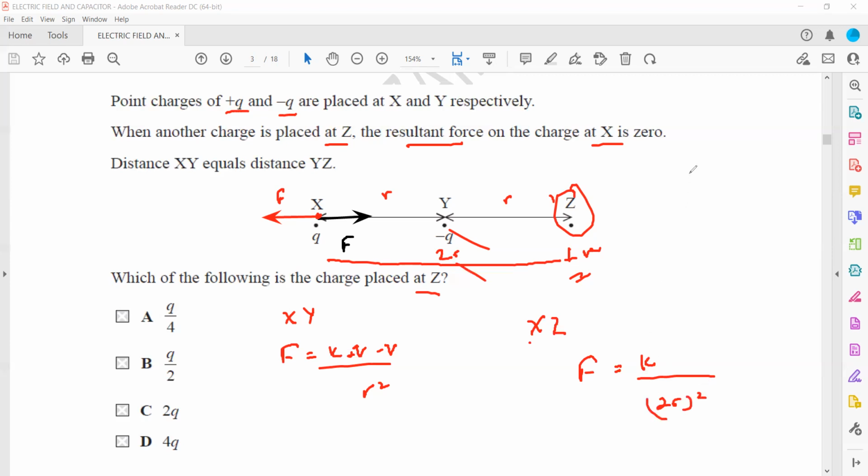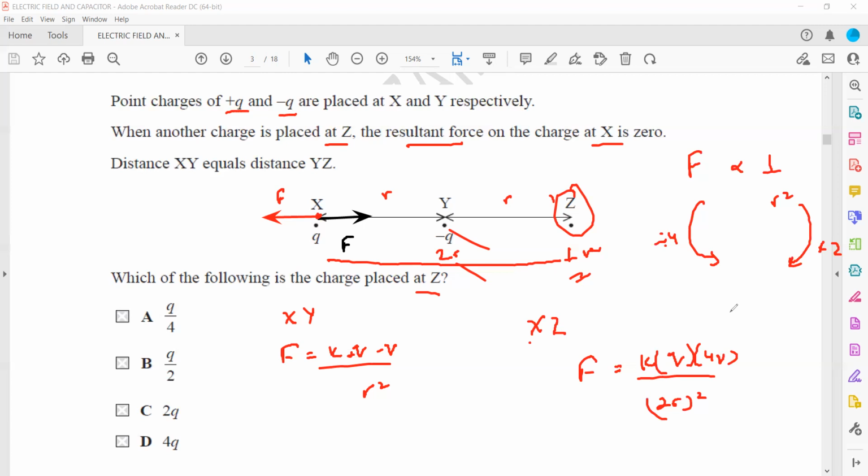If the distance becomes 2R, what is the relation between force and distance? It follows the inverse square law. If the distance increases by 2, the force should decrease by 4 because it varies with a square. So if the force is decreasing by 4 due to the increase in distance, we want to increase the charge. If one of the charges is Q, the other charge should be 4Q.